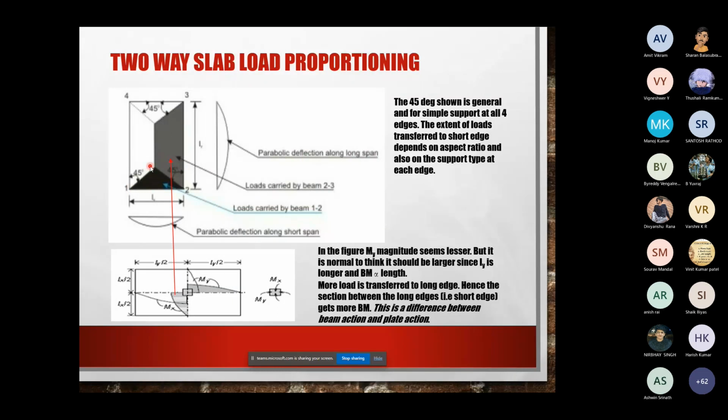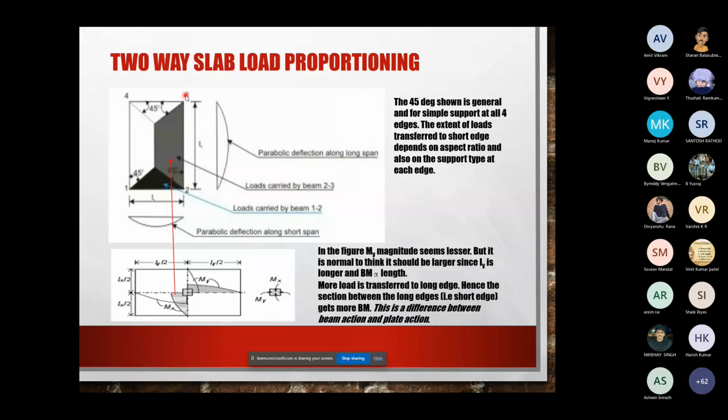So, for example, say the total load on this slab is 10 kilonewton per meter square. Then what you would do is take the area of this particular triangle, multiply that by 10, and divide that by the length of the beam. That will give you how much kilonewton per meter comes onto this beam. And similarly, if I want how much load comes onto this beam, I multiply that 10 kilonewton per meter square with the area of this trapezium divided by the length of this particular beam. That will give me how much kilonewton per meter comes to this beam.